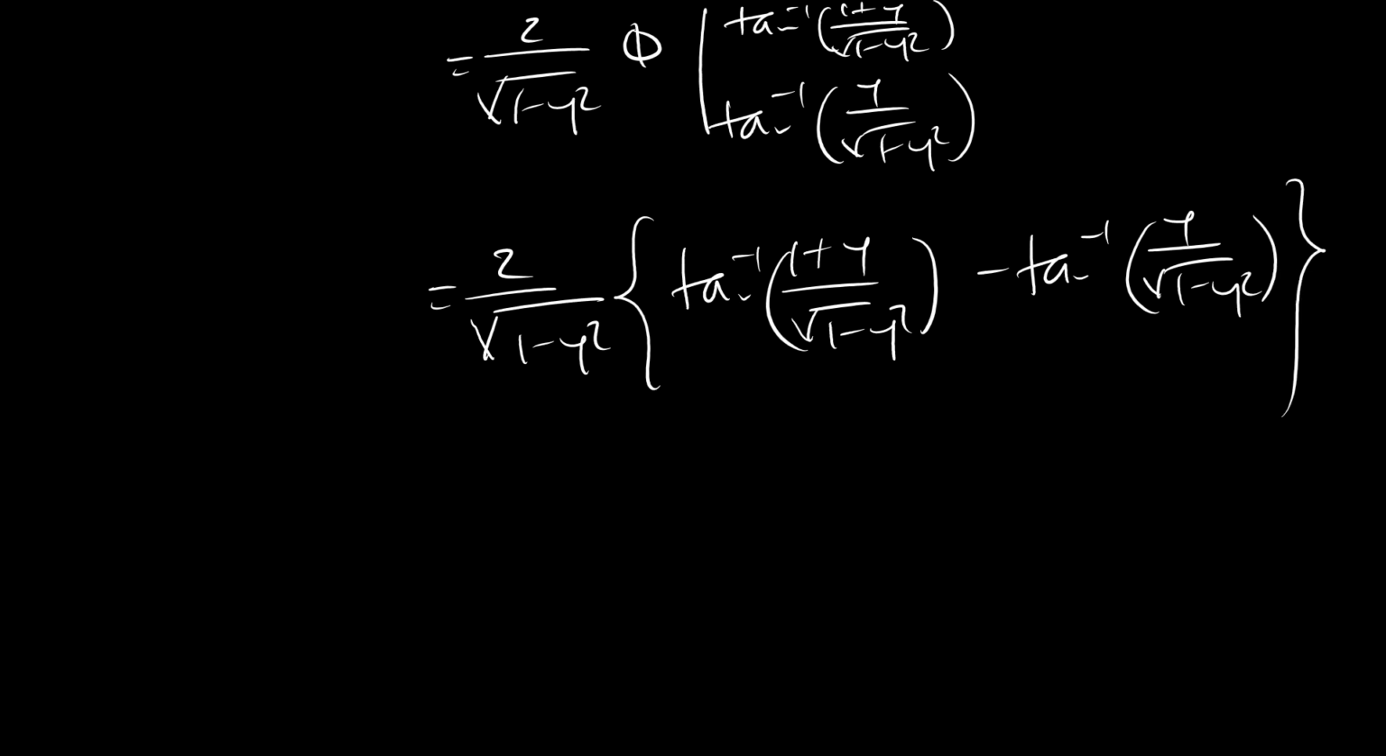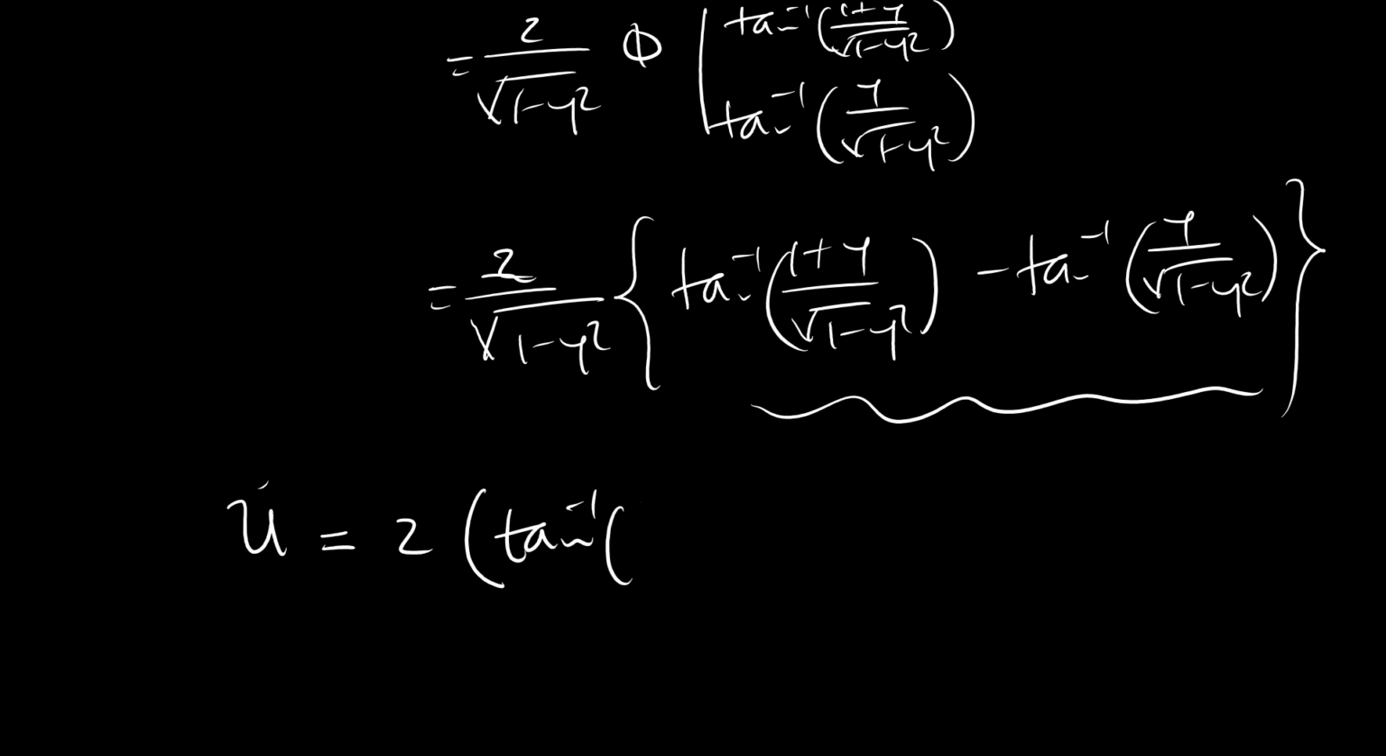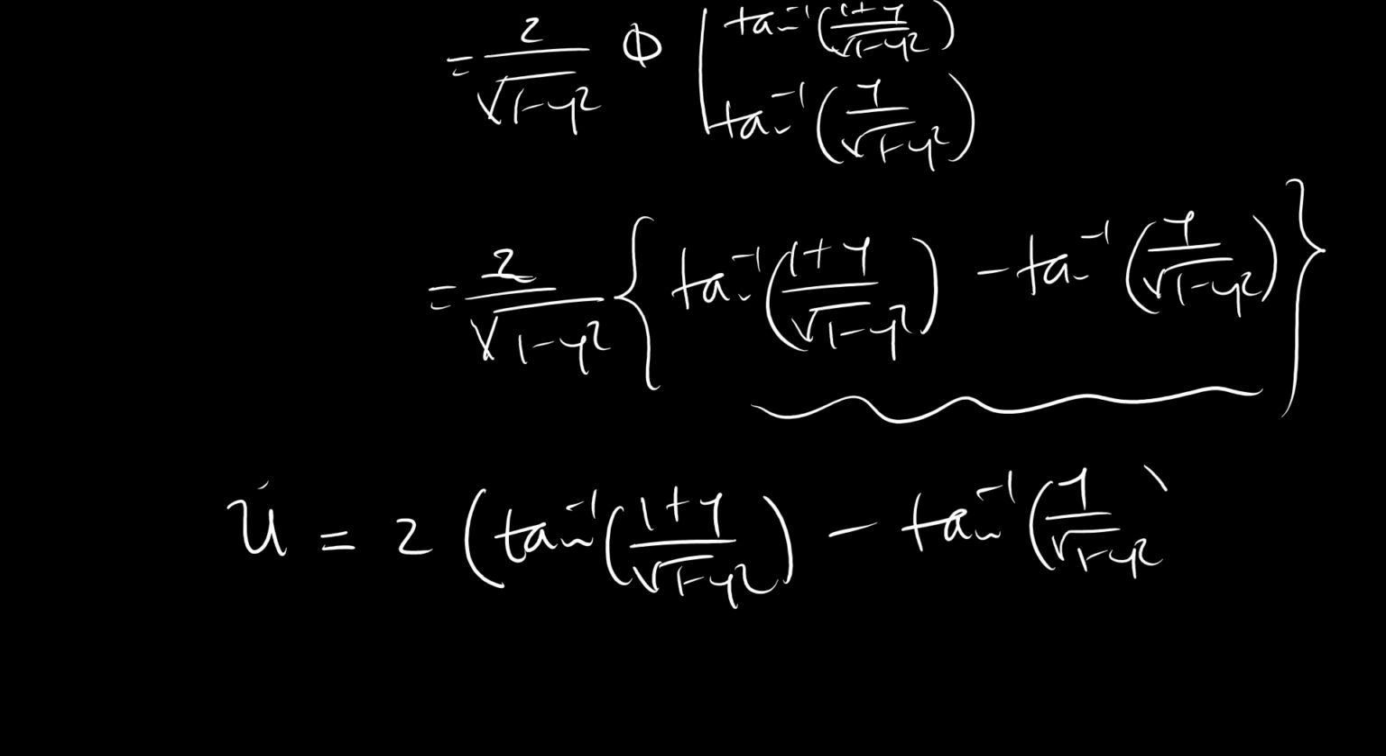Okay, we certainly could make this a little simpler than it is right now by saying, let's just say, let u be equal to, let's involve this guy as well, twice the arctangent of (1 plus y) over the square root of 1 minus y squared, minus the arctangent of y over the square root of 1 minus y squared.